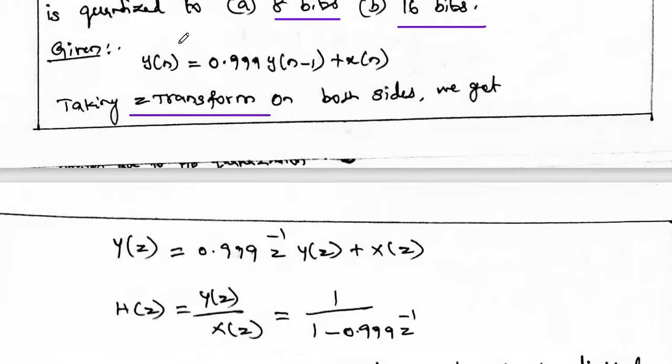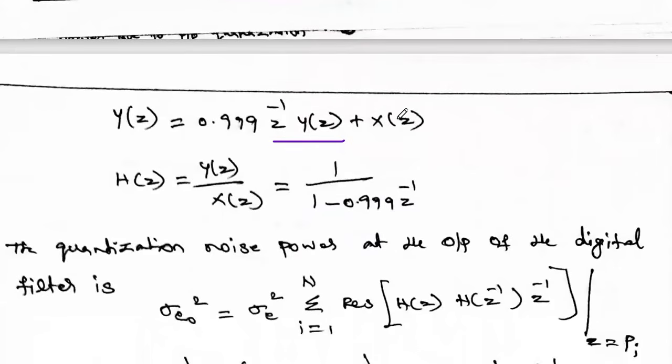What is the z transform of y of n? Capital Y of z, which is equal to the constant, you just write as it is, 0.999. And what is the z transform of y of n minus 1? According to the time shifting property of z transform, the z transform of y of n minus 1 is z inverse into Y of z. Okay, so already we studied this in signals and systems. Then plus, what is the z transform of input signal x of n? It can be written as X of z.